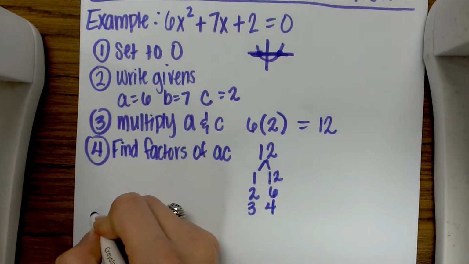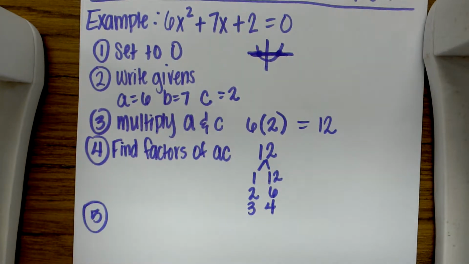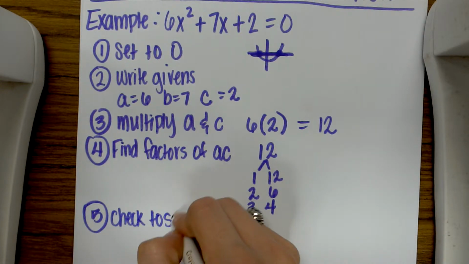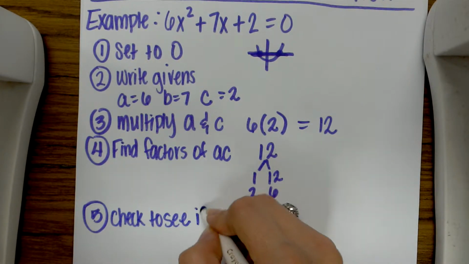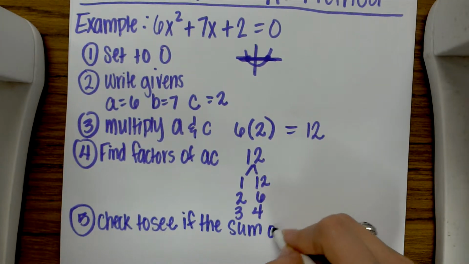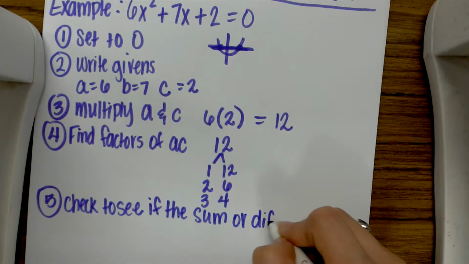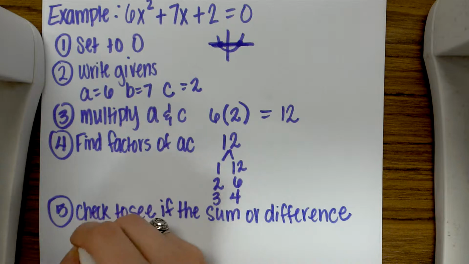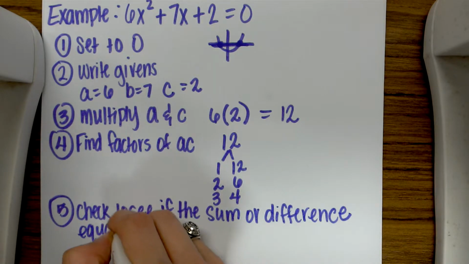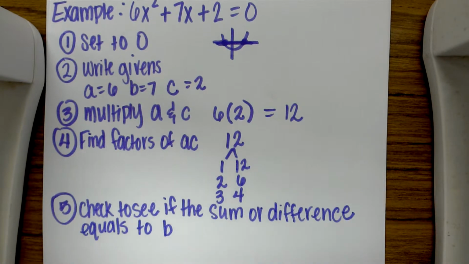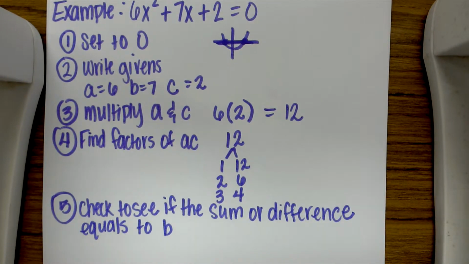So let me go to 5. Step 5. We're going to check to see if the sum or difference equals to our b value. So we wrote down our givens. What is our b? Our b is 7.